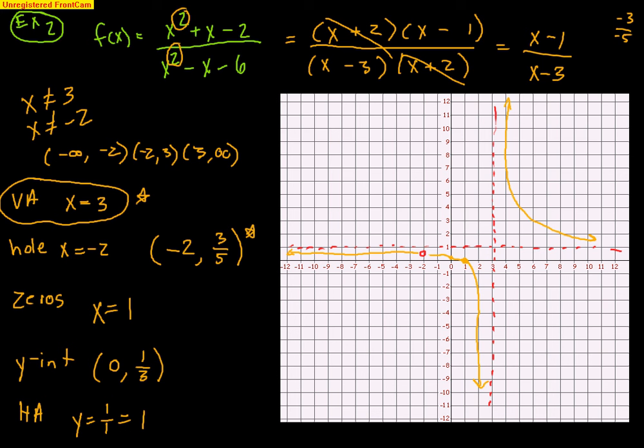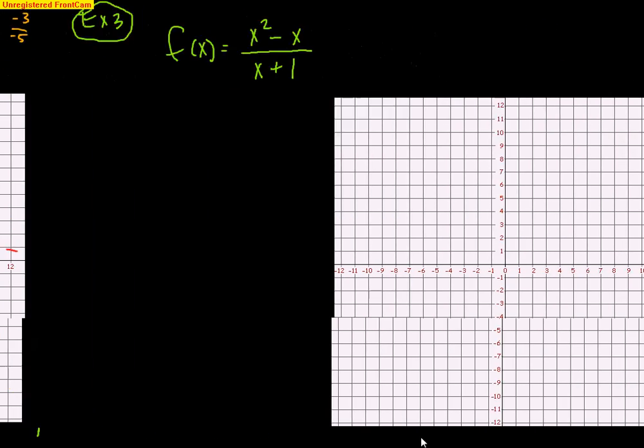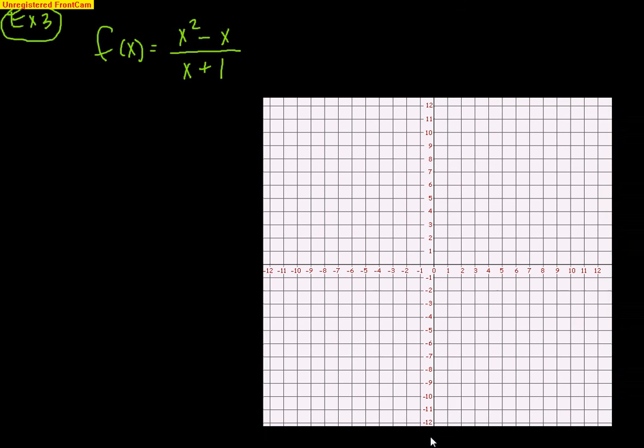But remember, -2 and 3 both need to be excluded from the domain because they're both excluded values. They're values I cannot be. All right, let's do, I think this is our last example here.